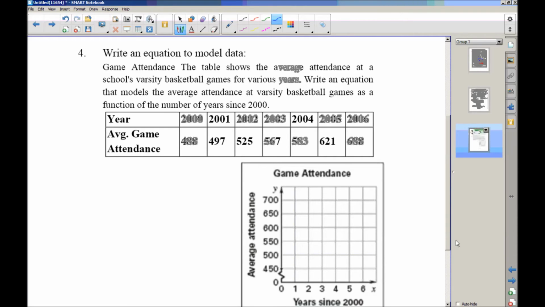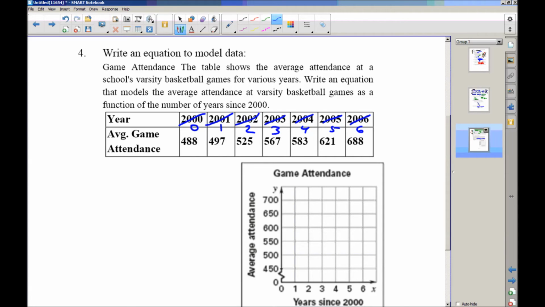Game attendance. The table shows the average attendance at a school varsity game for various years. Write an equation that models the average attendance at the varsity basketball games as a function of the number of years since 2000. Well, year 2000 is exactly 0 years since 2000. Year 2001 is 1 year. Year 2002 is 2 years, and 3 years and 4 years and so forth. So when we get to 2006, that's 6 years since the year 2000.